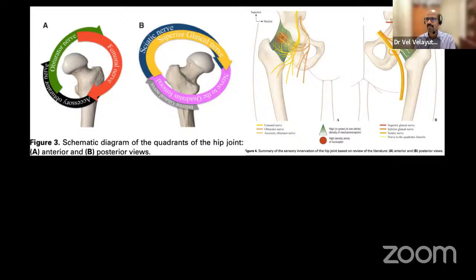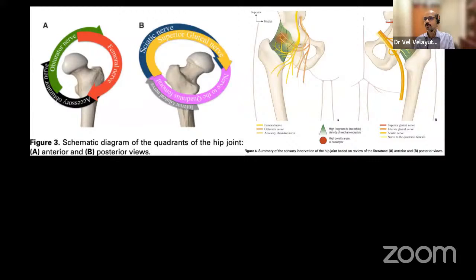If you come to the back of the hip, the different nerves we discussed are the sciatic nerve with this one, then the nerve to quadratus femoris is this one, the red is the superior gluteal nerve, and the other one is the inferior gluteal nerve. So these are the four nerves. But what's interesting, if you look at the back, is there isn't a great deal of red. In other words, there aren't a great deal of nociceptors in the back of the hip capsule.